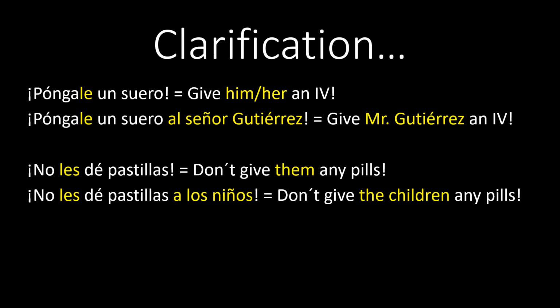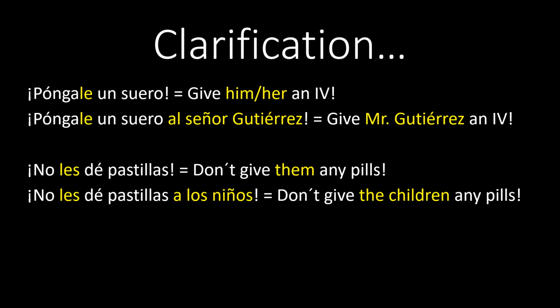Imagine that you're in an emergency department in a hospital, and you see that somebody desperately needs an IV. You could say to a nurse, Póngale un suero. Give him or give her an IV. But we're not sure whether you're talking about him or her here. And perhaps there are two patients that came in from an accident scene. So, what you could do is simply clarify who you're talking about. Póngale un suero al señor Gutiérrez. Give Mr. Gutierrez an IV.